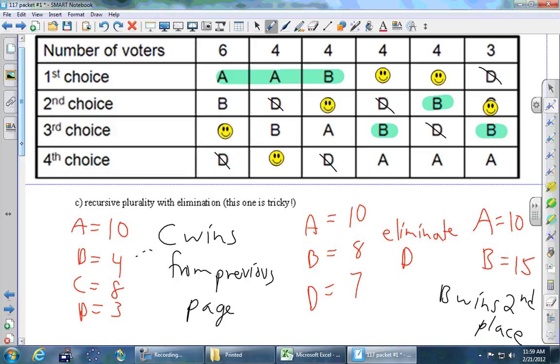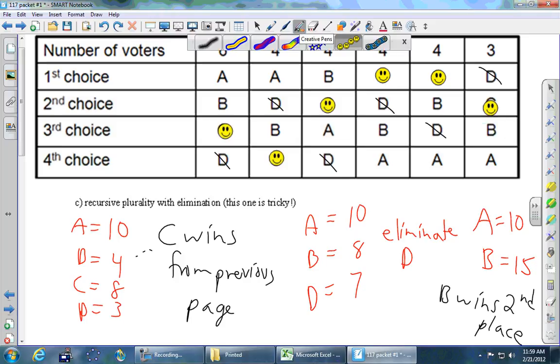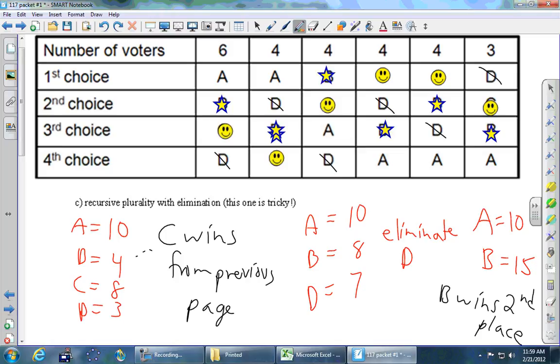Okay, so let's get rid of some stuff here. So first place highlights can go away. And then we're eliminating B because they just got second place. So we'll give them some stars. Good job for B. And then we said that we were doing what with D? We have to bring them back.